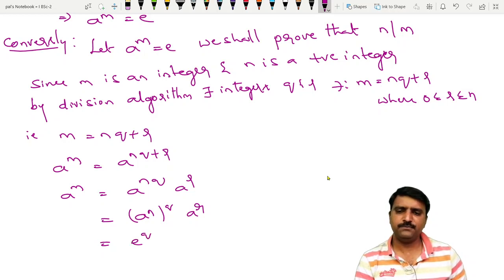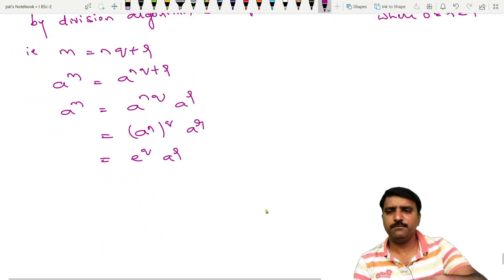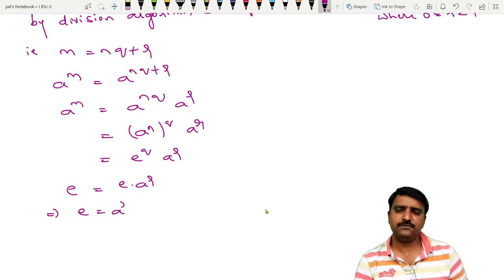So it is e to the power of q into a to the power of r. And also you know that a to the power of m is also e according to our assumption or our statement. E is equal to e into a to the power of r, which implies that e is equal to a to the power of r.